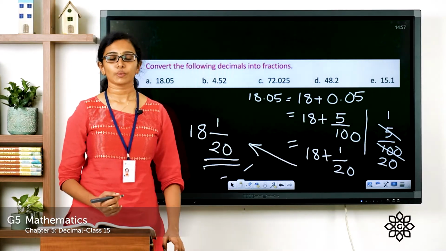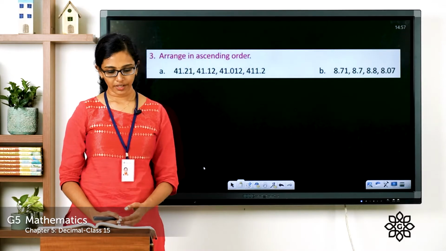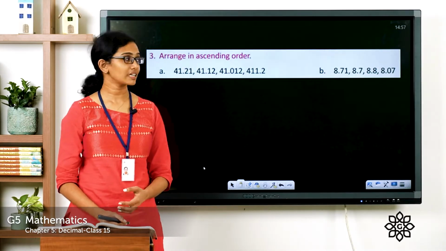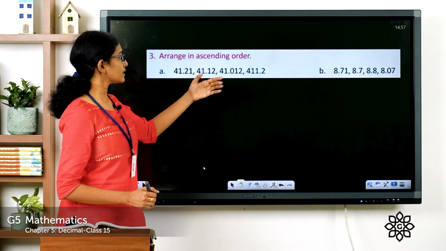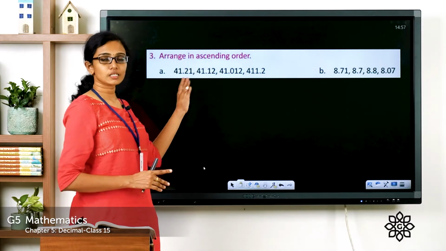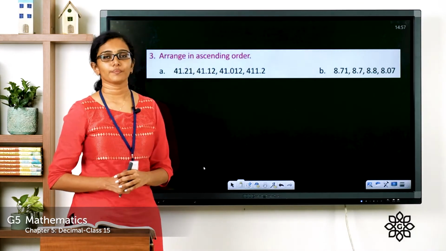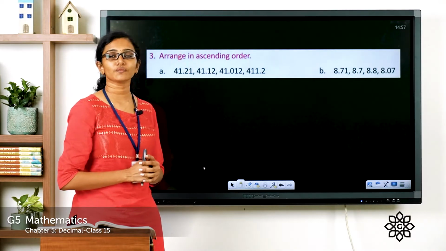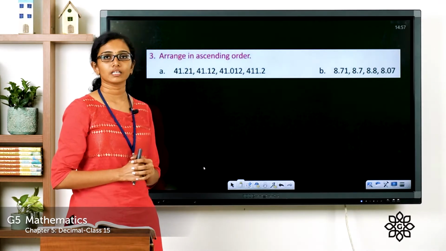Now, let's see question number 3. Arrange in ascending order. There are 2 sets of questions given there. In the first set, you can see 4 decimal numbers given there. You are supposed to arrange these decimal numbers in ascending order. So, to arrange them in ascending order, we have to compare each of these decimal numbers with one another, right?